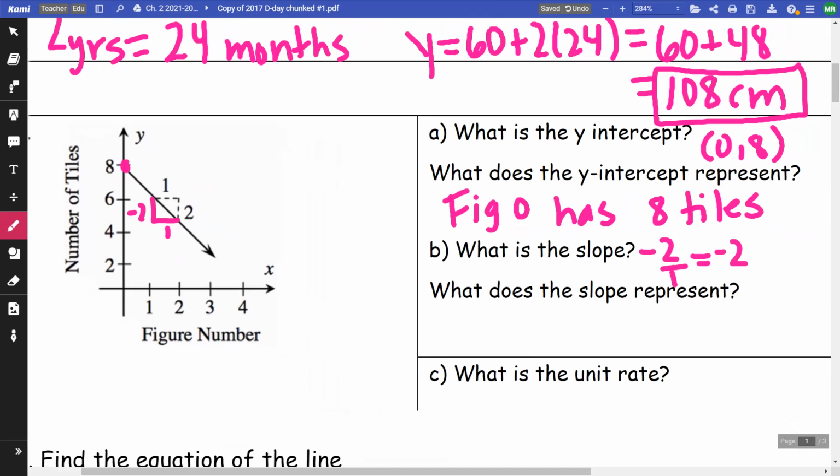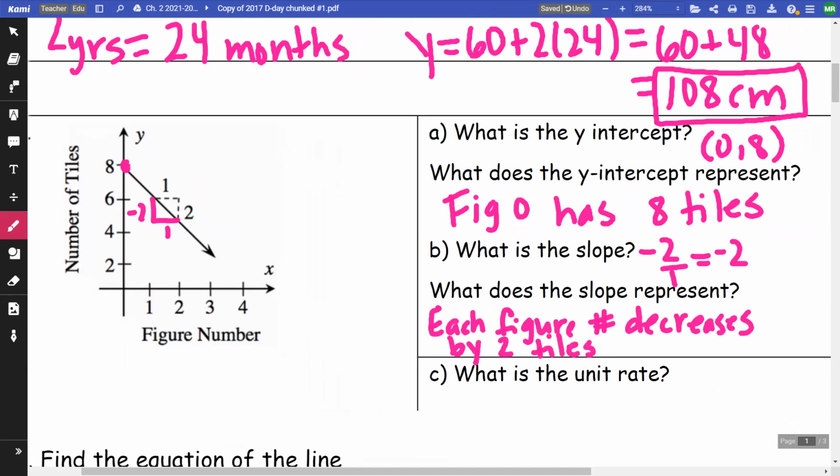Now, what does that represent in this problem? Each figure number decreases by 2 tiles. Okay, so each time I increase my figure number, the tiles decrease by 2. Unit rate: we look at the slope, and the unit rate was -2 tiles every 1 figure number. And that would be our unit rate. Okay, we're losing 2 tiles every figure number because we want it per 1. So this is per 1 figure number.